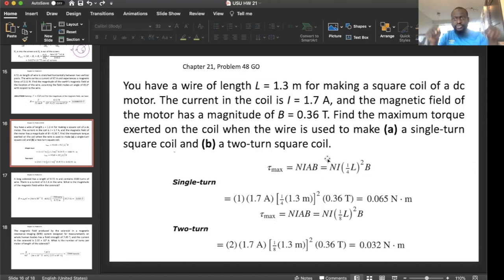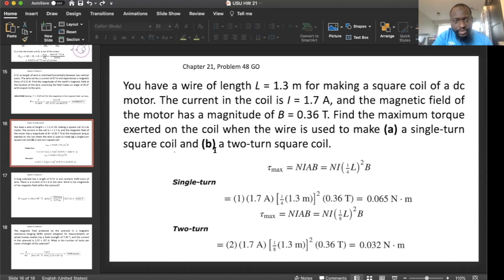It's a wire you made into a square. For the one that is a single turn square, N is 1. The area will be based on 1/4 of the length of the wire, because if it's a square, each side will be 1/4 of the total length the wire was. And the area of a square is one side squared. So 1/4 L squared is our area, and you solve that to get the maximum torque.